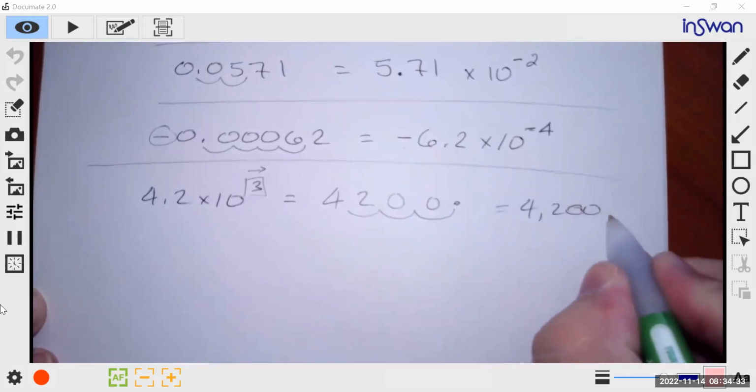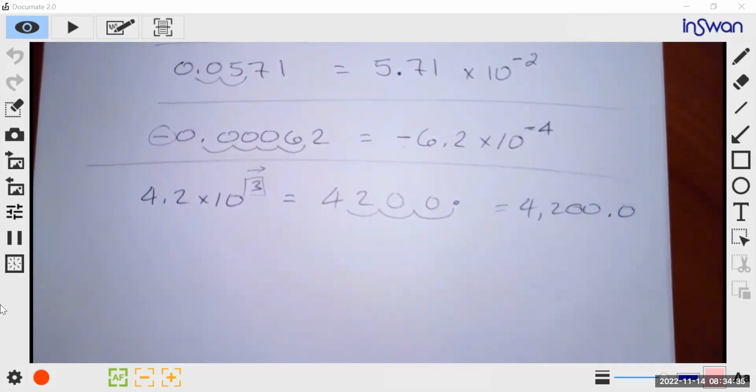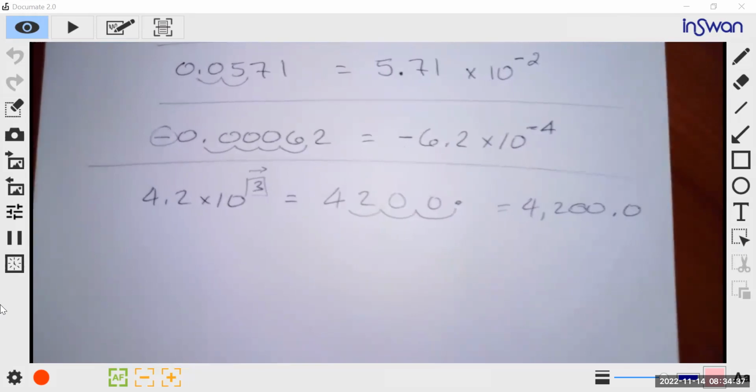You could put 4,200.0 if you want to, or just 4,200. They both mean the same thing.